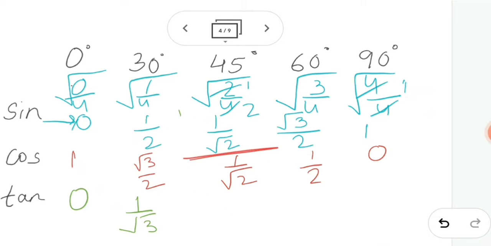Similarly, we will solve the next one. Here we will divide these two ratios. Both are the same, so both will cancel. So here we will get value 1. Next we will divide these two. 2 will cancel. We will be left with root 3.